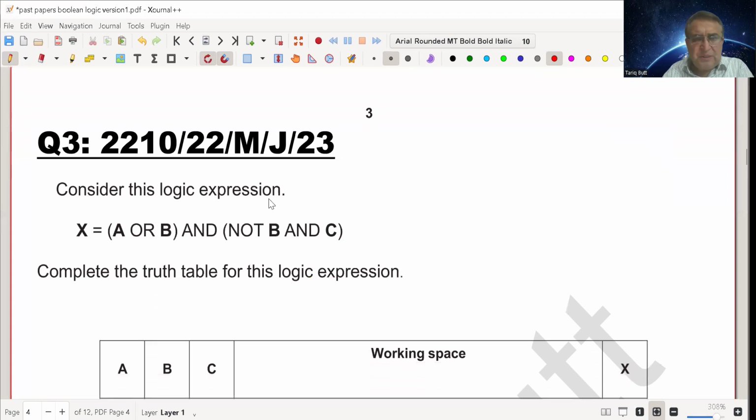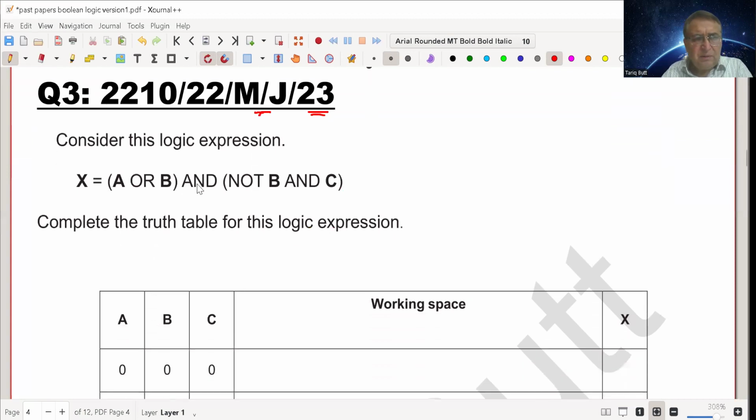We go to the next question. Again, here, 2023 May-June session, paper 2, variant 2. Over here, a logic expression is given to you. X is equal to A OR B, and NOT of B AND C. So these are the two sub-expressions. One is this one, another one is this one, and those are connected through AND.